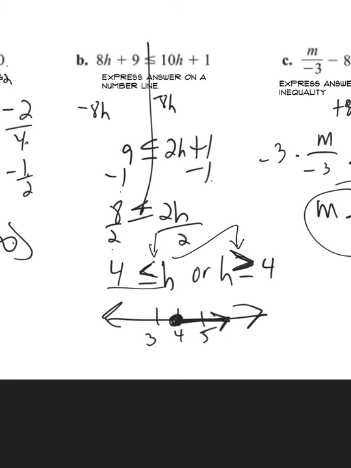This says 4 is less than or equal to H. This is H is greater than or equal to 4. It's really the same statement, just said two different ways. I like this because this helps me do a better job at creating the number line. It's just the way I see things.